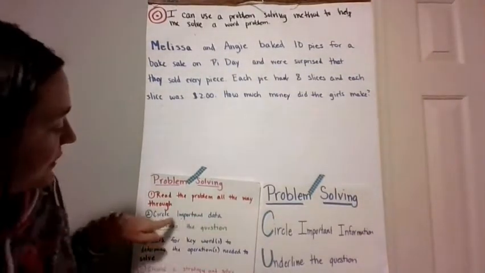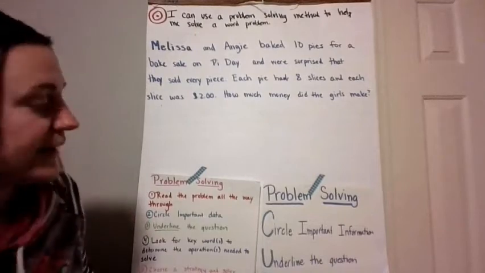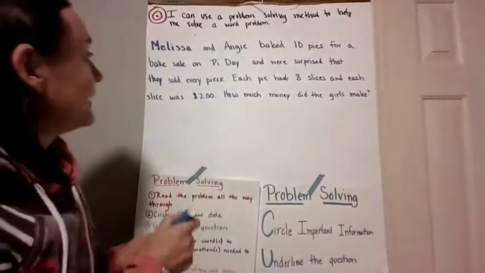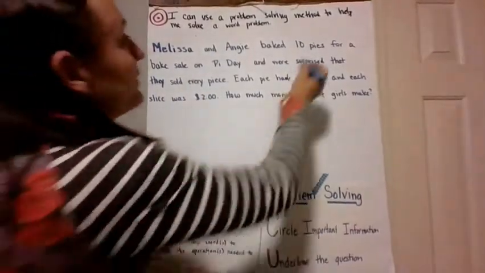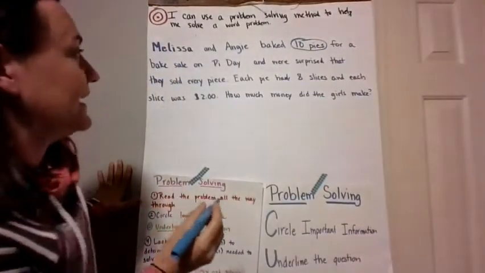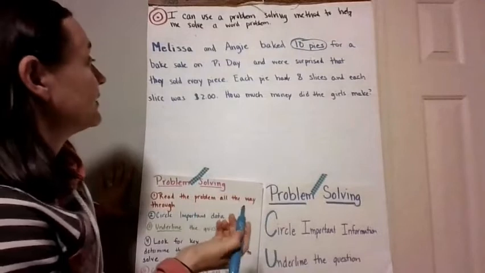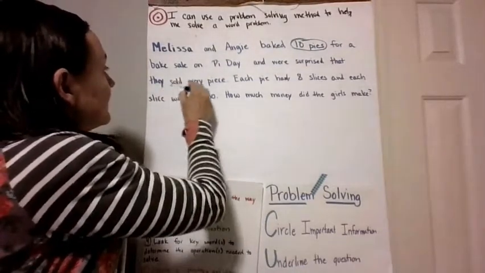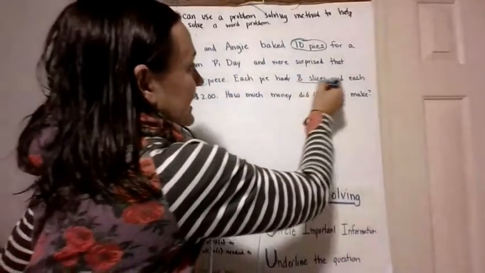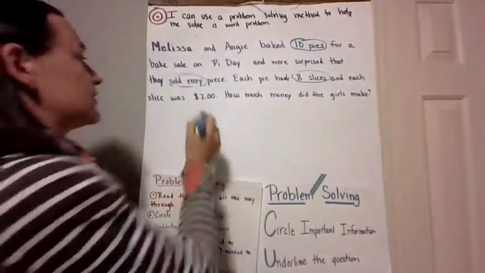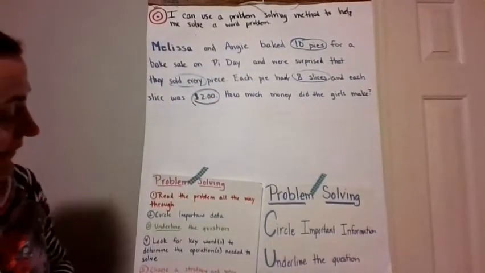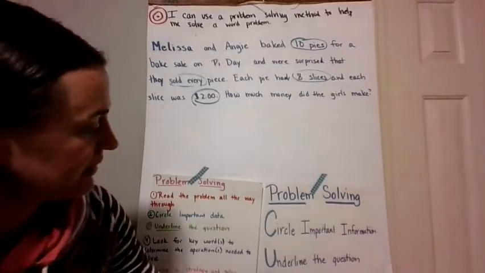All right, now step 2 for Miss Ayala's is circle important information. That's the same thing for the CUBES method. So I'm going to go and I'm going to circle all the important information. Okay, well, they made 10 pies for bake sale on Pie Day. And they were surprised that they sold every piece. Okay, it's good for me to know that they sold every piece, not all, just some of them. Each pie had 8 slices, and each slice was $2. Okay, feel like I got all my important information.